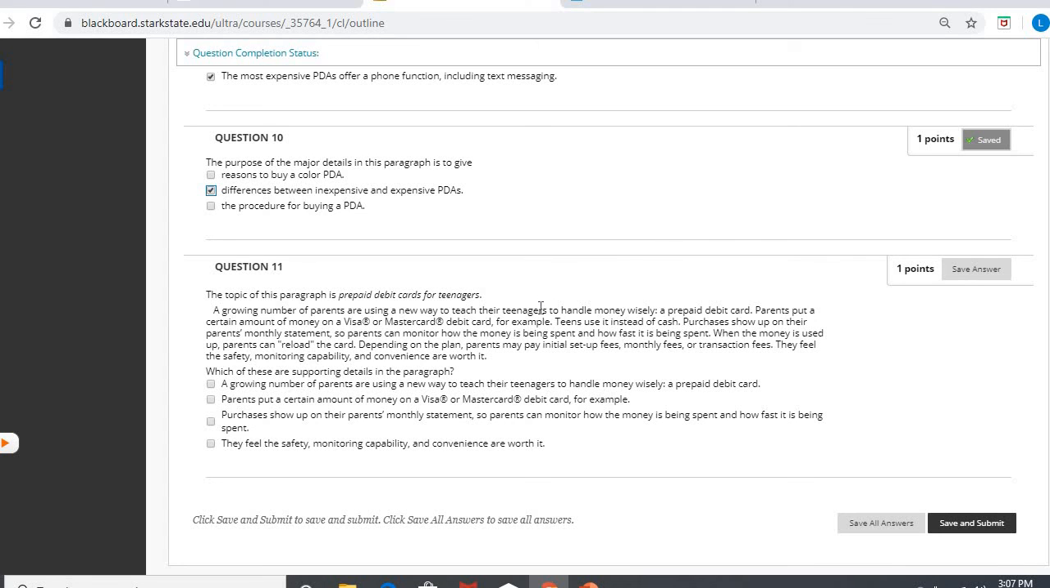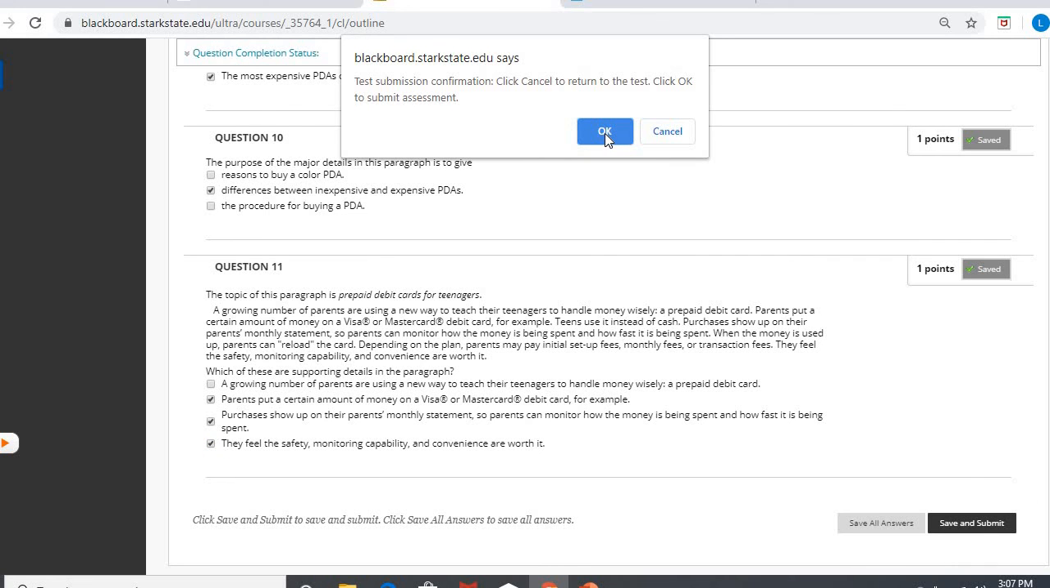So very similar to the previous questions. Which one are we not checking? We're not going to check the main idea. The rest of these are details. So here is our main idea. It happens to be the first sentence of the paragraph. I'm not going to check that. I am going to check the other three because those are details. Okay, so I would save and submit that.